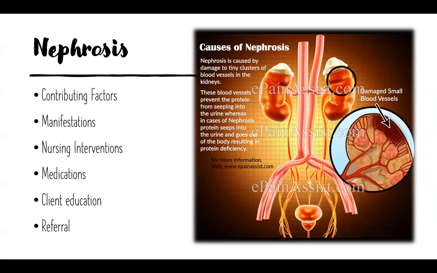All right, well, we're going to continue on with nephrosis. Now, nephrosis is a clinical disorder that is associated with protein wasting, secondary to diffuse glomerular damage. So there's damage to the tiny clusters of blood vessels that are in the kidneys. So the contributing factors to nephrosis is that it may be an autoimmune condition, right? And the glomerular membrane is more permeable, especially to protein.